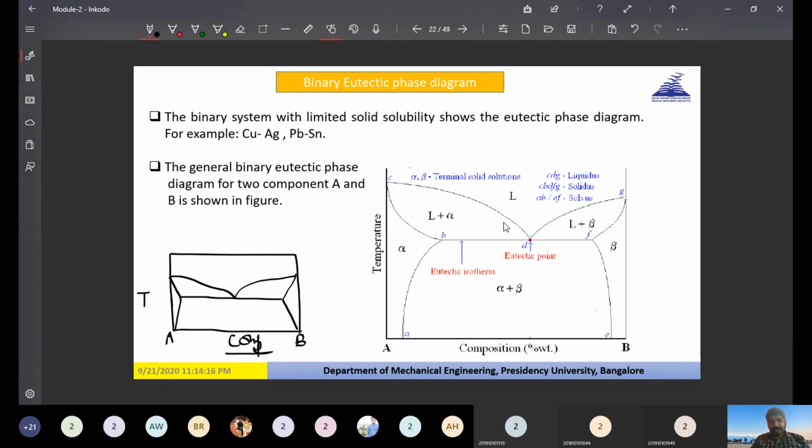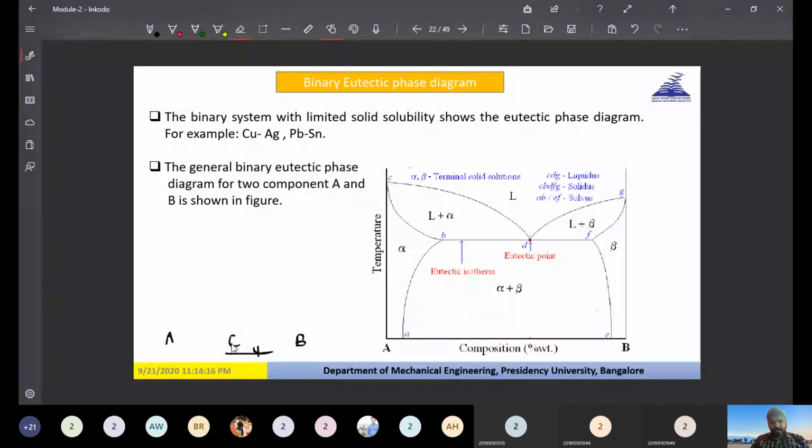Many times I have told you, don't try to remember each and everything. If it is not possible, try to understand the concept. The diagram is in front of you. You are seeing the eutectic point. You have to define this point, and this is very simple. Let me tell you how you can define this. I have told you this many times. This eutectic point is nothing but the point where two liquidus lines meet each other. So this is the liquidus line and this is the liquidus line. The point at which two liquidus lines meet each other is known as the eutectic point.